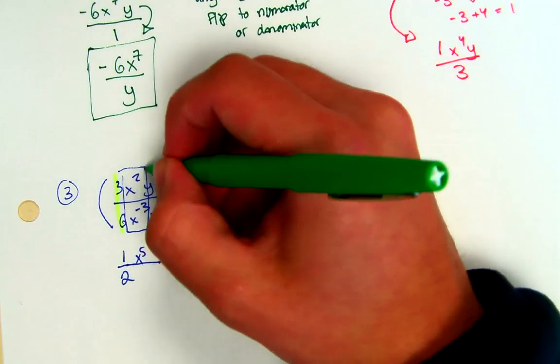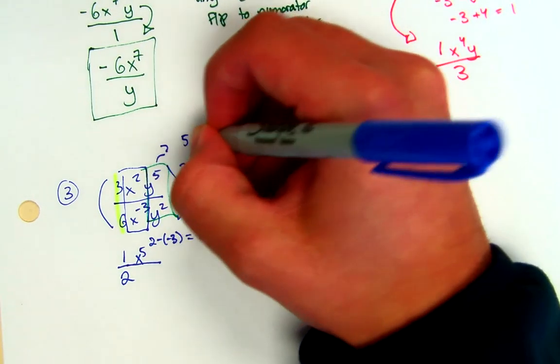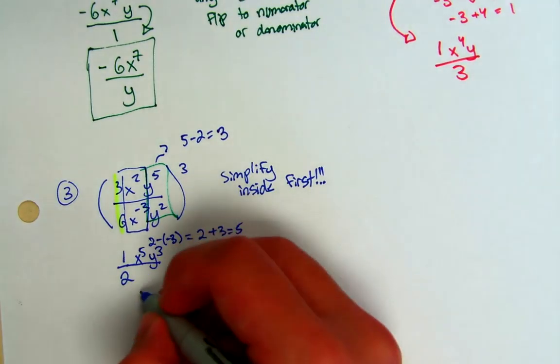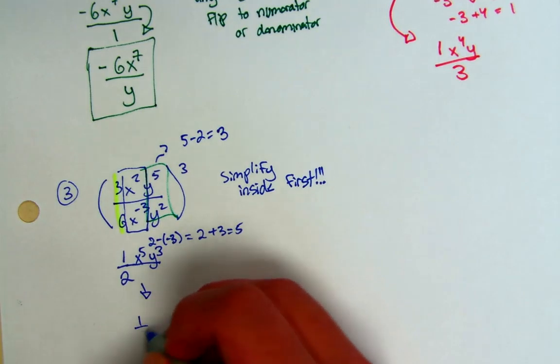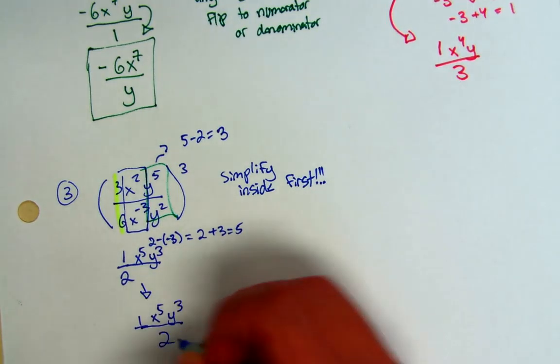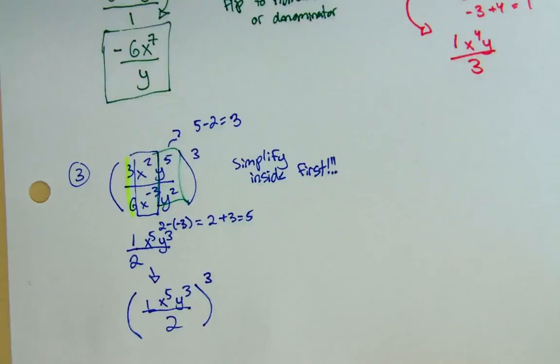Now, I need to think about my y's. I've got 5 minus 2, which is 3. Since that's positive, that ends up in the top, y to the third. I'm going to move this down a little bit. 1/2 x to the 5th, y to the third, over 2. Now remember that this whole thing is raised to that third power.